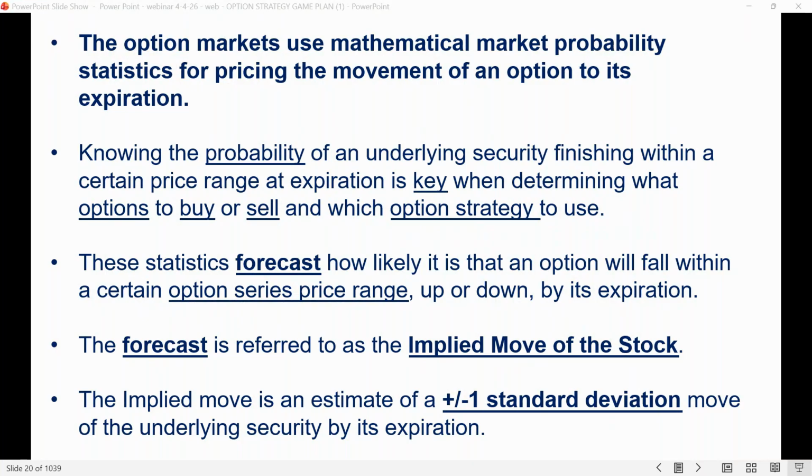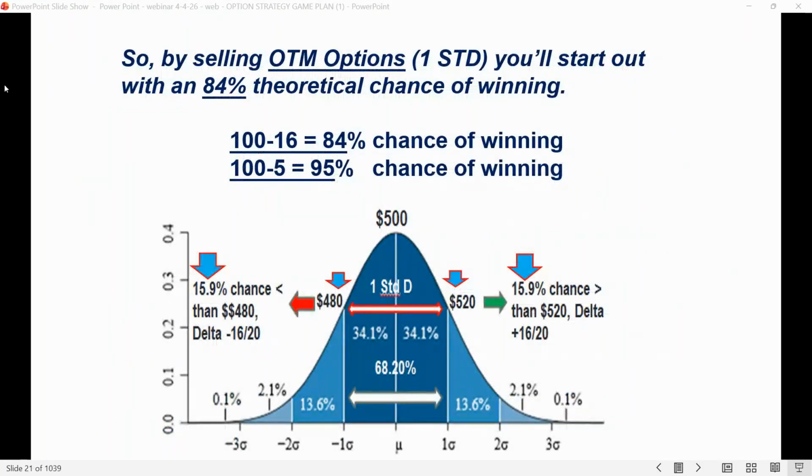Now, these statistics forecast how likely it is that an option will fall within a certain option series price range, up or down, by its expiration. And the forecast then is what we refer to as the implied move of this stock. You might hear it called the implied expected move. Now, the implied move is an estimation of that plus or minus one standard deviation move of your underlying security by its expiration. So this is a distribution curve. You can see a bell curve, so it points out how the price distribution works.